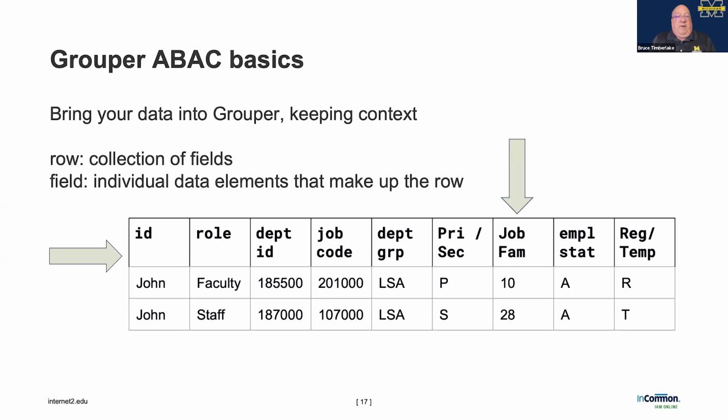So the ABAC basics, right, is bringing your data into Grouper while keeping the context. So an example here: the ABAC data is sort of known as a row made up of fields, and the fields are the individual elements that make up that row.